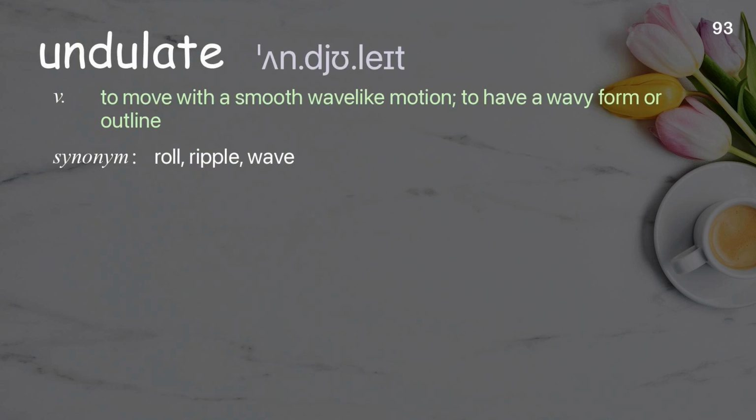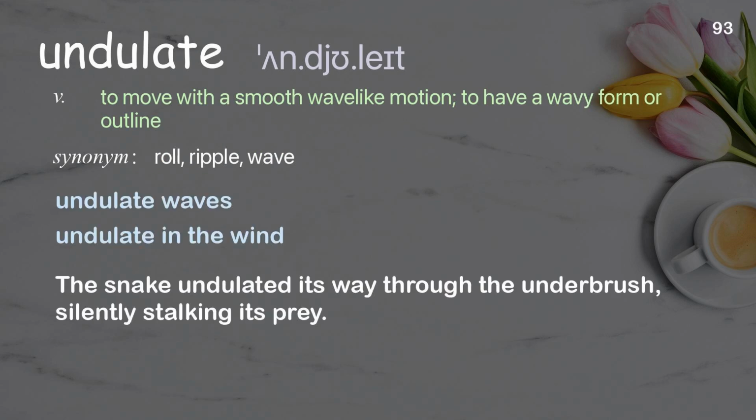Undulate. To move with a smooth wave-like motion, to have a wavy form or outline. Examples: Undulate waves, undulate in the wind. The snake undulated its way through the underbrush, silently stalking its prey.